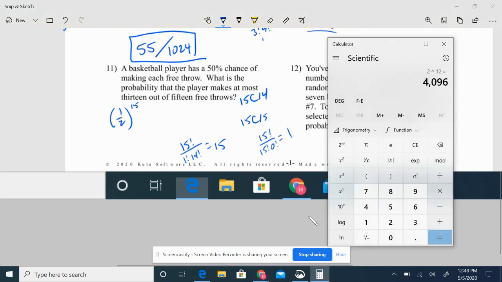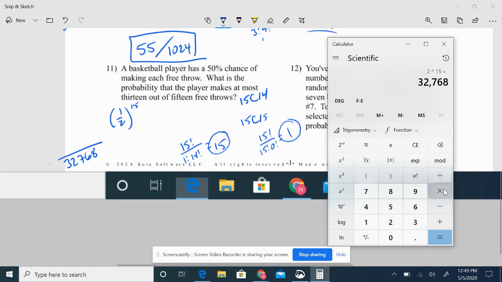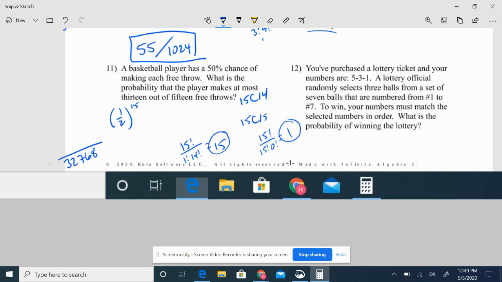Now what's 2 to the 15th? Let me figure this out. 2 to the 15th is 32,768. Now, from those 2 possible cases, I wanted to miss 15 and I wanted to miss 1. Let me see, what is 32,768 minus 16? So 32,752.